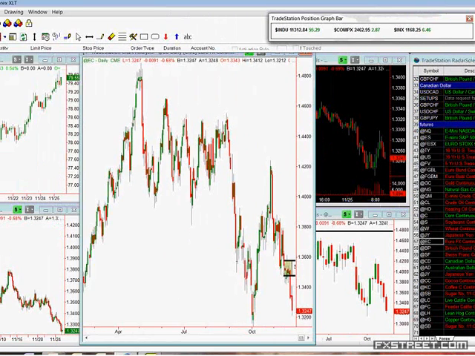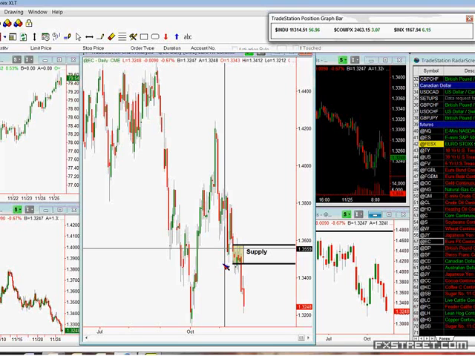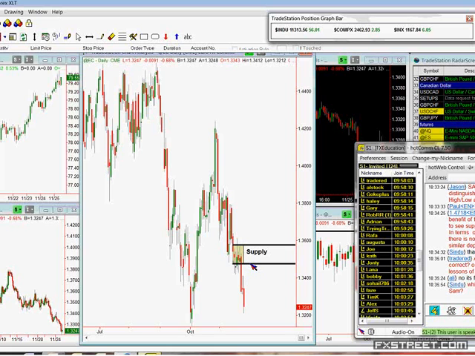130.85 on the downside, and then on the daily here, we've got this one at 134.80. Right now we're kind of in between those two. I would expect that if prices rally up to the supply above, I'd be looking to short. If prices drop down to the demand below, I'd be looking to buy.